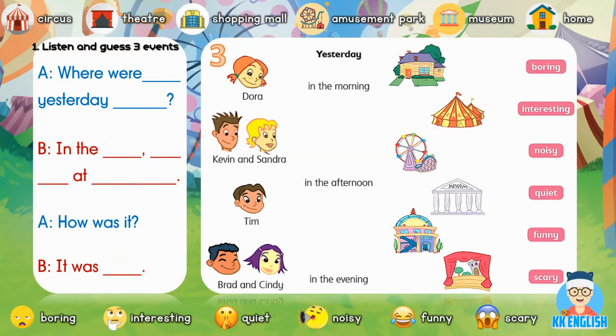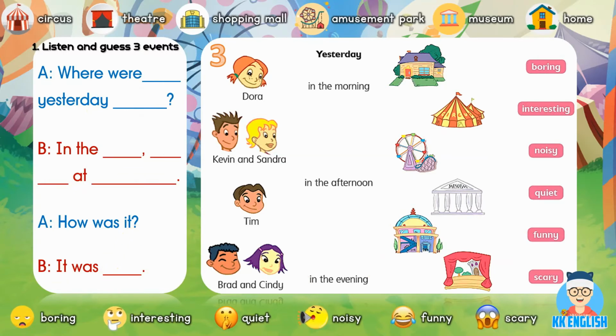Number 3. Where were Brad and Cindy yesterday morning? In the morning, Brad and Cindy were at home. How was it? It was boring.